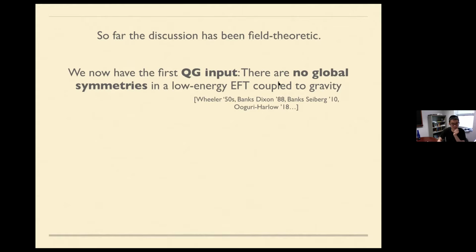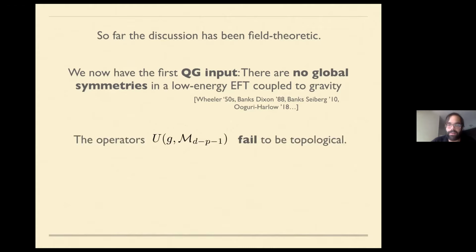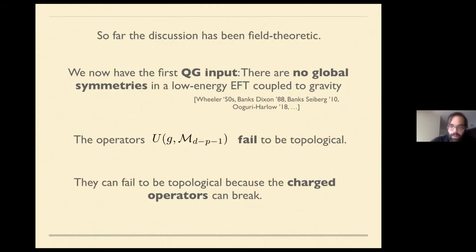So again, I got a little bit ahead of myself. There are no global symmetries in non-linear effective field theory. And what does it mean? What this means, of course, is that these operators that we have here must fail to be topological. And one very simple way that the operators can fail to be topological is because the corresponding charge operators can break, okay? So I'm going to illustrate this now. And this is one of the basic ideas that underlies this talk.